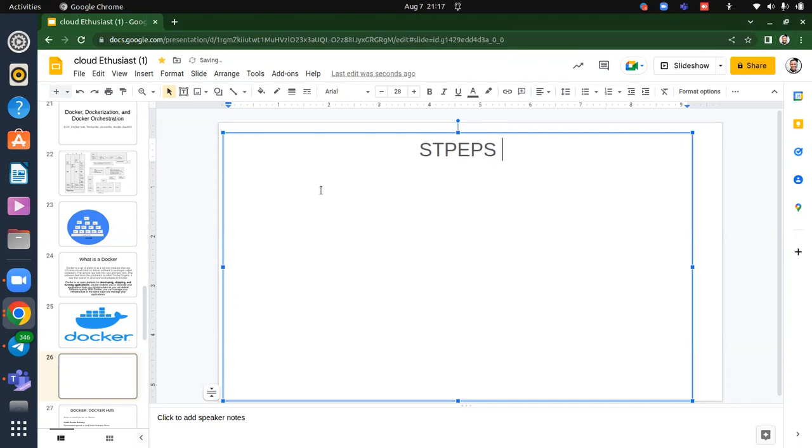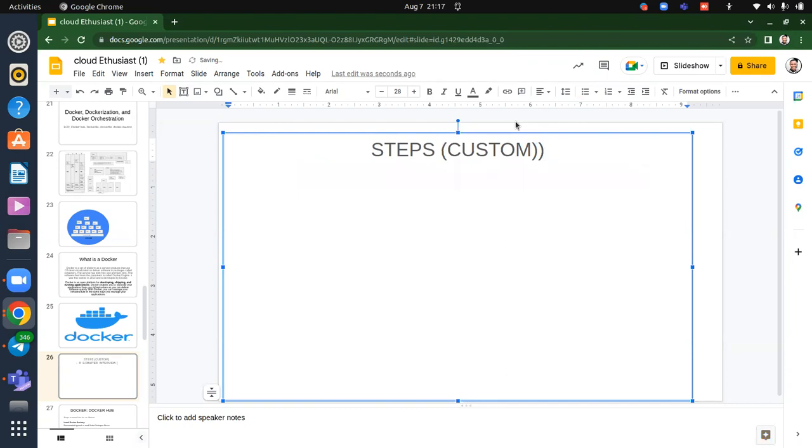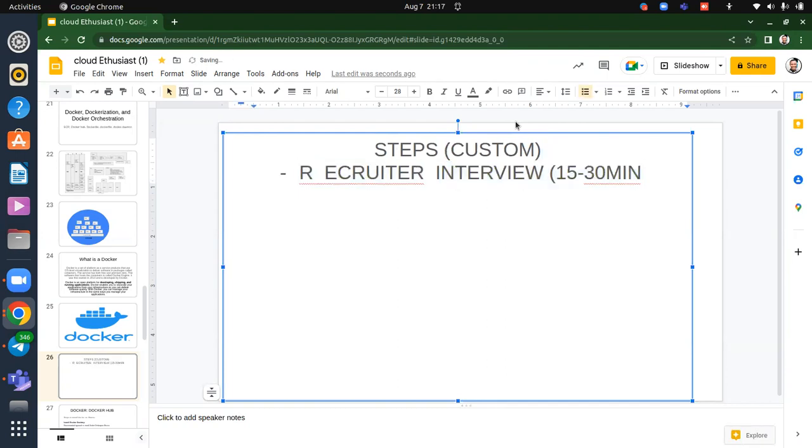All companies have their own steps. It's custom, in the sense that every company has its own steps, but despite that, they have so many things in common. The first step is the recruiter interview, also known as the 15 minutes call. This recruiter interview lasts between 15 to 30 minutes.